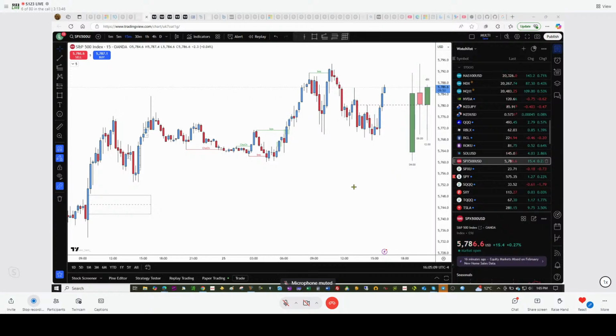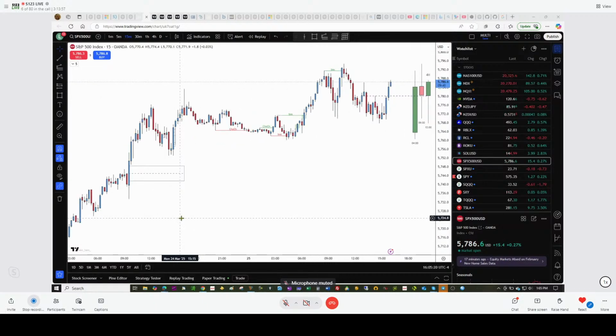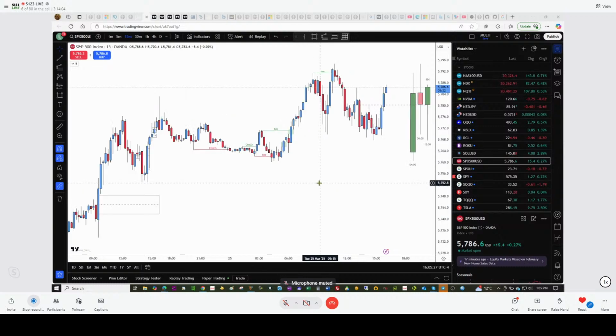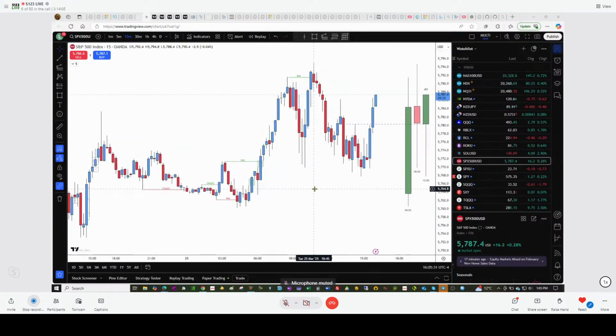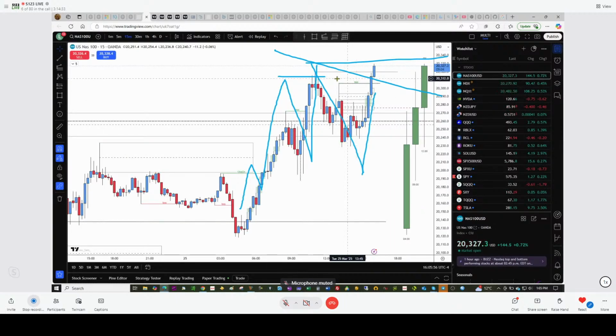Okay, so trying to make heads or tails of this here. So it's looking like we finish our A, get our B, which shouldn't take out this high, which would give us divergence compared to the NAS, which has taken out that high. So the NAS took out the high, so that gives us divergence. So that's probably what the ploy is.